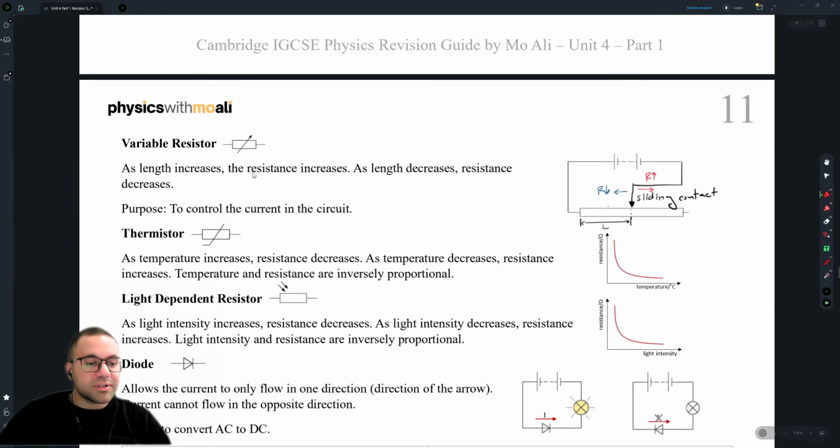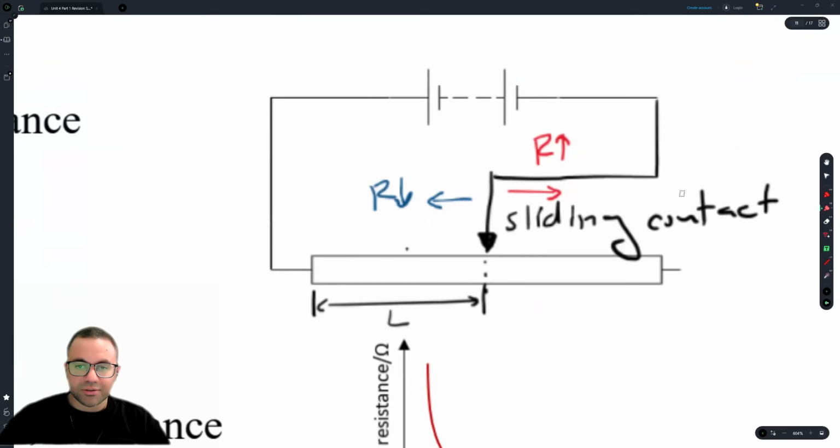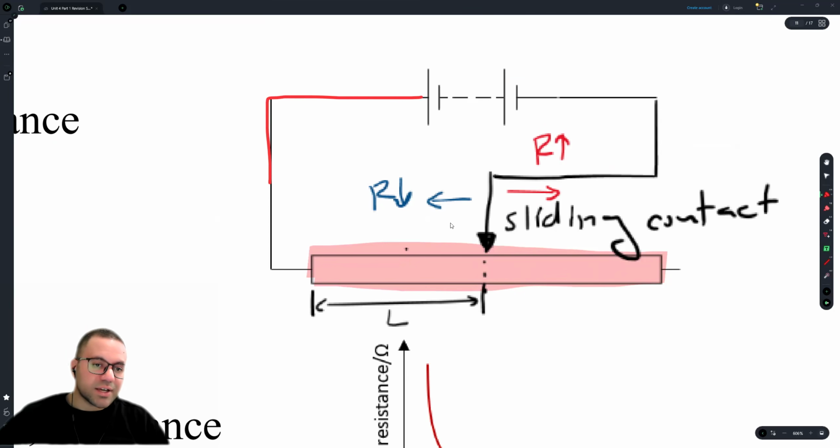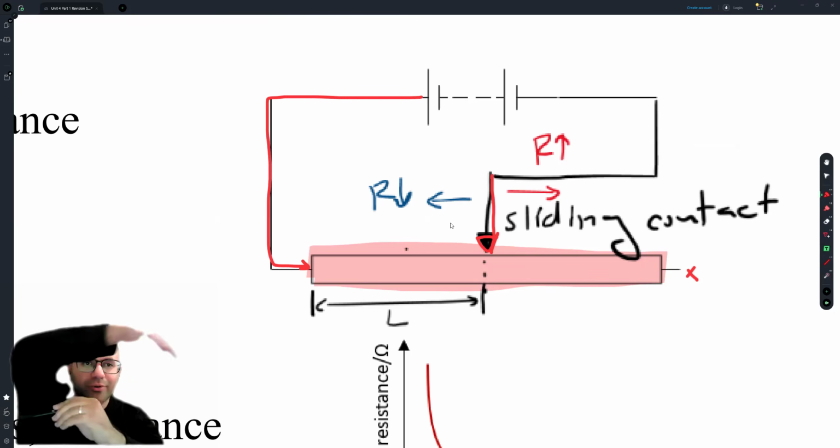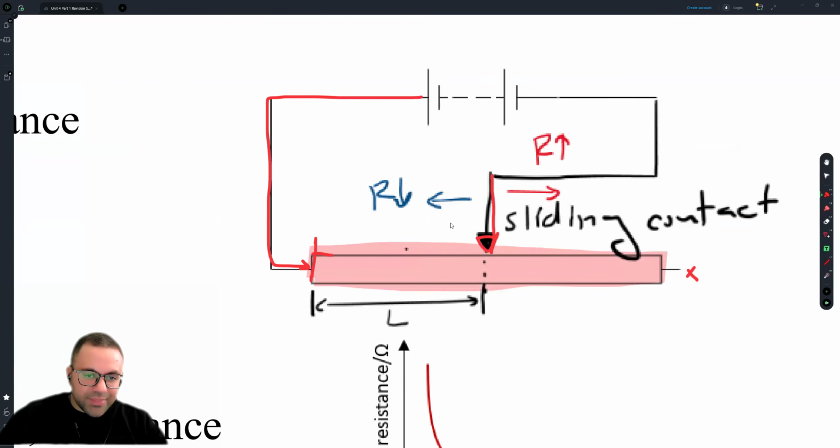Let's describe some of these in more detail. First, a variable resistor. It's a resistor whose resistance can change. You change the resistance of a variable resistor by changing the length. Now, the way it works, if we zoom in here, this is the structure of it. You have a long resistor wire that is connected to one side of the battery, but the other side is not. The wire itself is connected to what we call a sliding contact. It's like a clip that clips on, and you can move it back and forth and slide it back and forth. This length is the effective length that affects the resistance.